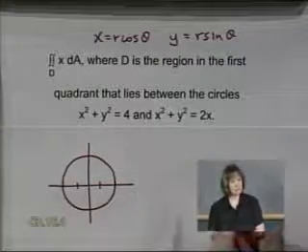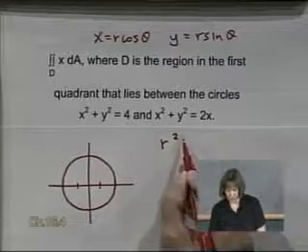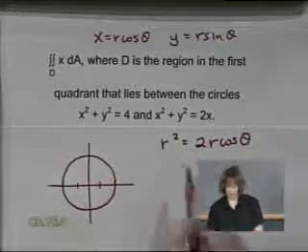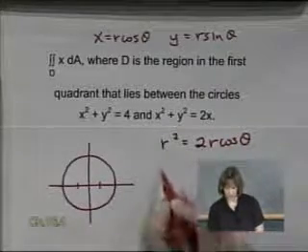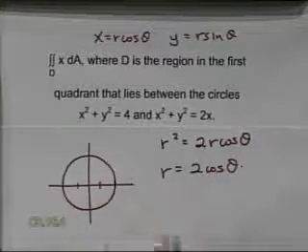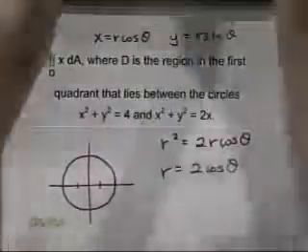Okay, let's change it into polar form. x squared plus y squared is r squared. x is 2r cosine theta. You can divide by r on both sides. So that gives you r equals 2 cosine theta. You might not remember what r equals 2 cosine theta looks like. You have no problem. You can pick up your calculator.